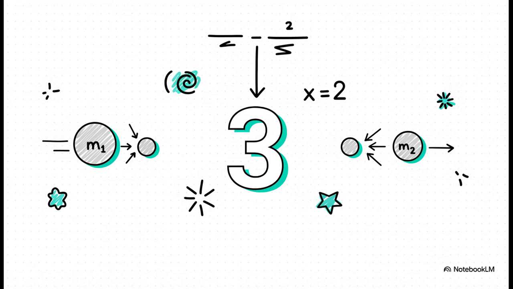Okay, let's put it all together. After we substitute our conditions, the momentum equation simplifies, and so does the energy equation. Now here comes the clever trick. We rearrange both equations to solve for the final speed.